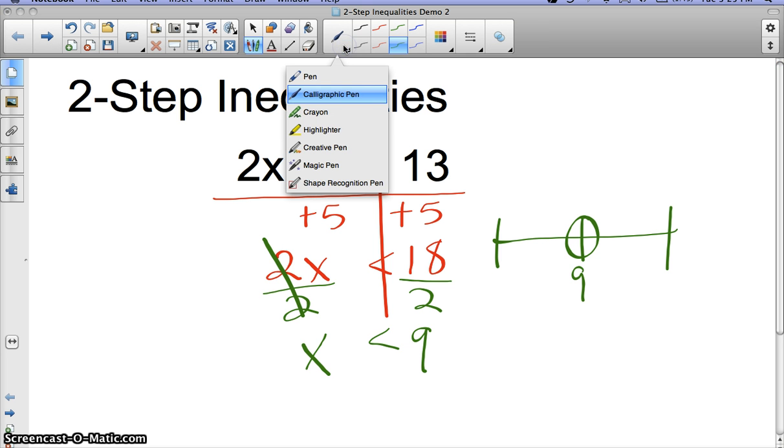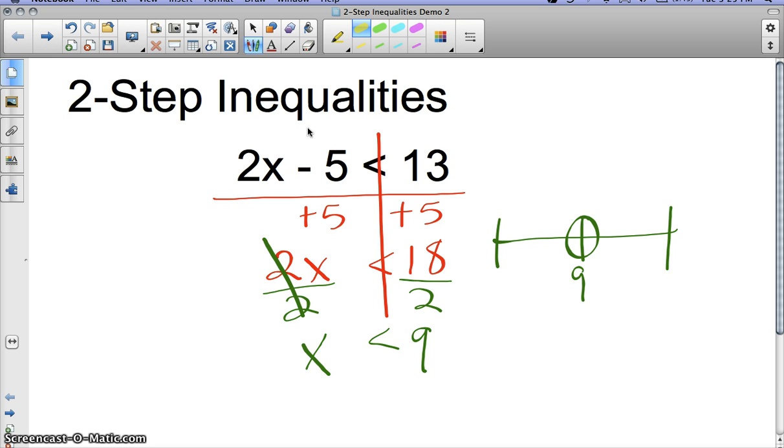So, let's plug a different number in. What if we said 0? Is 0 less than 9? That is a true statement, so we want to head towards 0. So we want to head to the left. So that's it for that one.